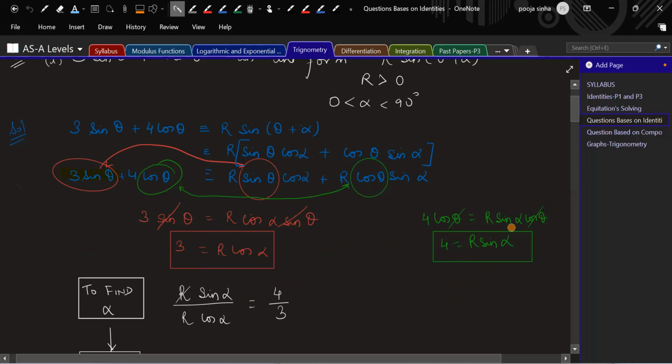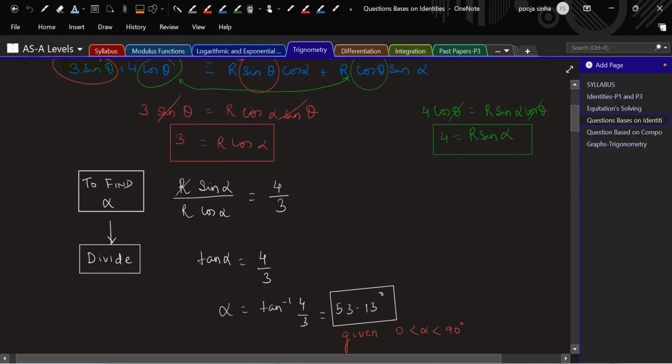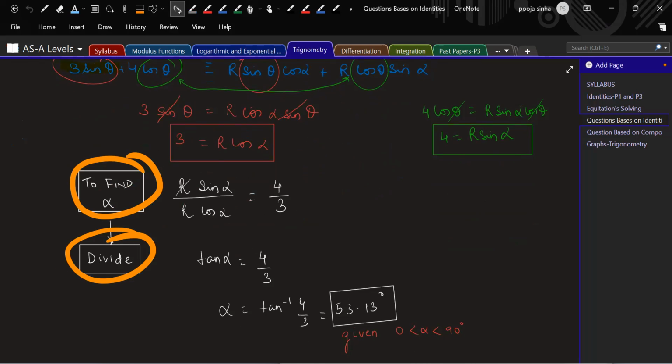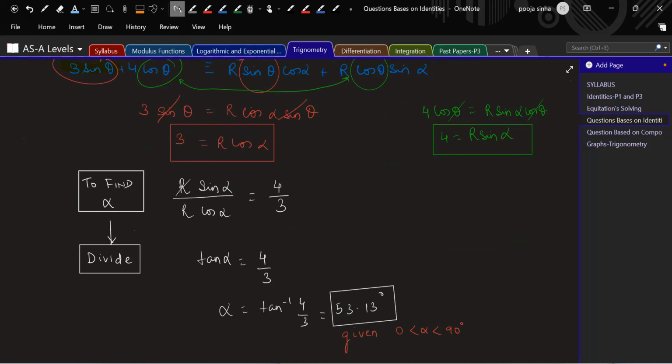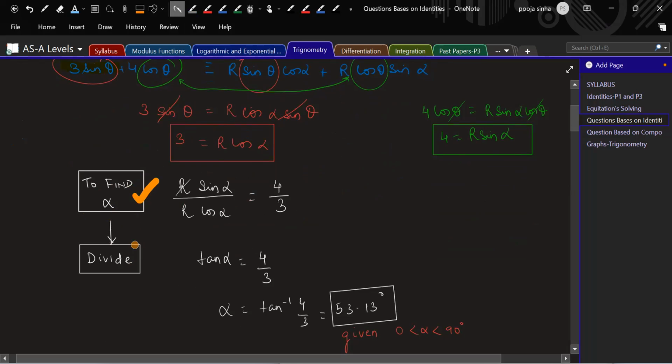अभी हमारा काम खत्म नहीं हुआ, अभी अब काम शुरू होगा. अब हमारा पहला step है. What are we supposed to do now? To find alpha, you will divide. What are you going to divide? ये जो दो equations मिले आपको. This is your equation 1 and this is your equation 2. So you're going to divide them. ठीक है? To find alpha, you divide.